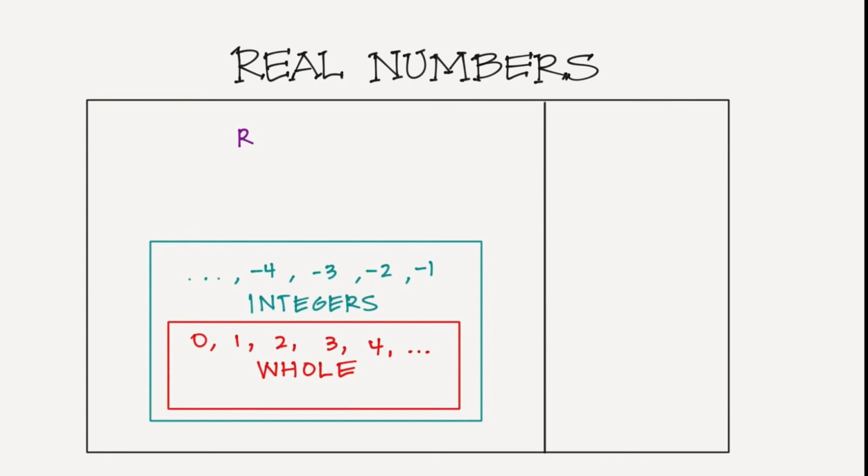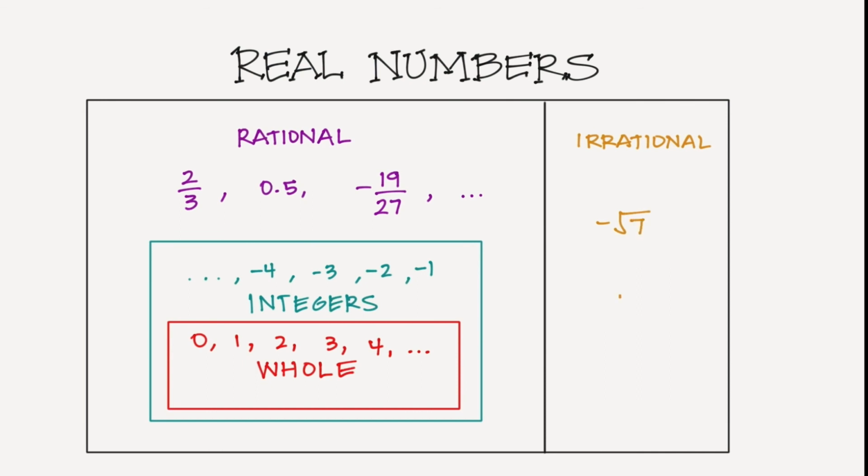Now, expanding beyond that, we have rational numbers. So this includes integers and whole numbers, in addition to other numbers that can only be written as an integer divided by another integer. The opposite side, we have irrational numbers, and some examples that we already came up with are negative square root of 7 or pi, and there are others that you could add to this list. But that's it.